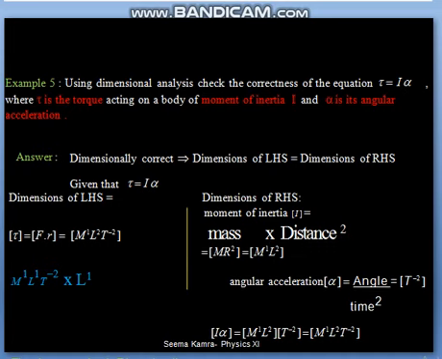Okay, students, let us continue with some more questions of dimensional analysis. Our first application which we were doing, checking the correctness of given relation. So example number 5 is that here we are given equation torque equal to I alpha. We have to check it that it is dimensionally correct or not.